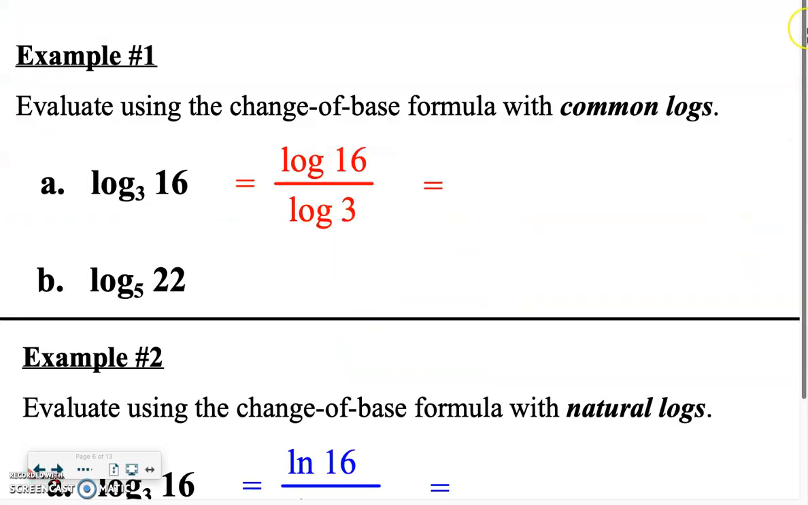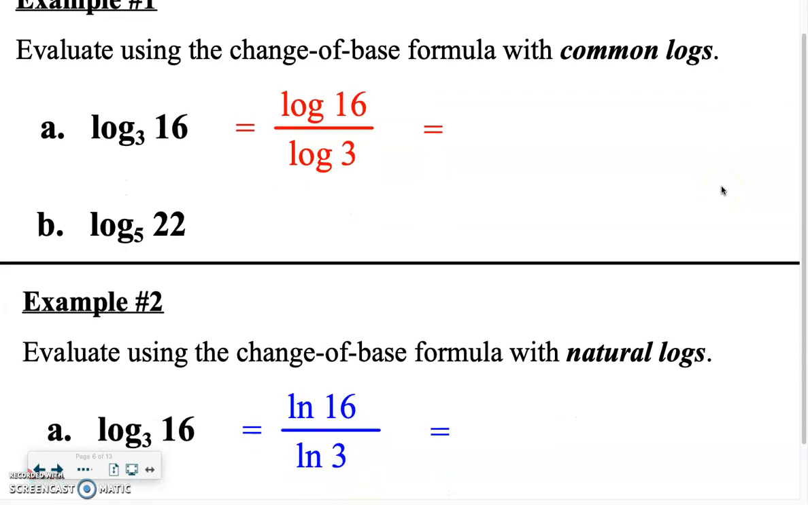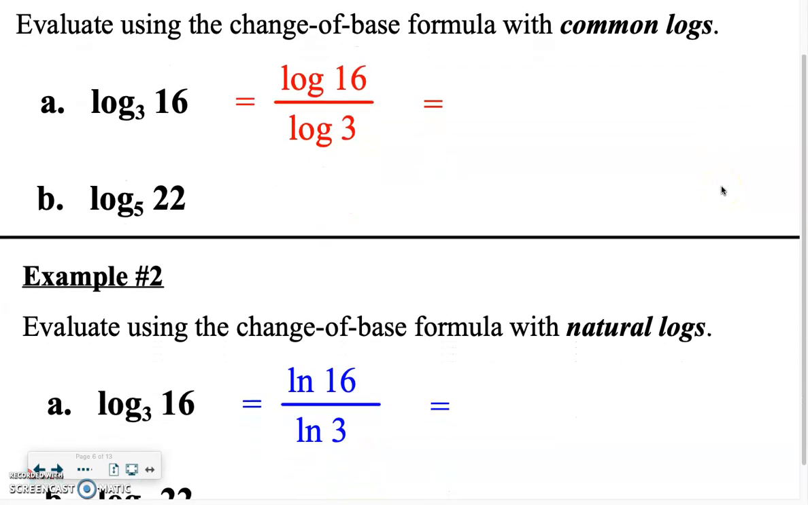All right, got an example here. We want to evaluate using the change of base formula with common logs. Part A, log base 3 of 16. We set it up as log 16 over log 3. Looks like we've got the common base. If we were to round to 3 decimal places, what do we end up with there, please?